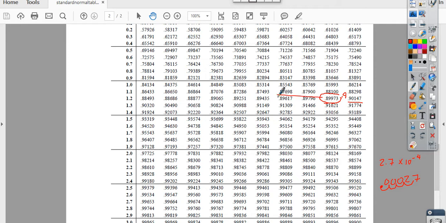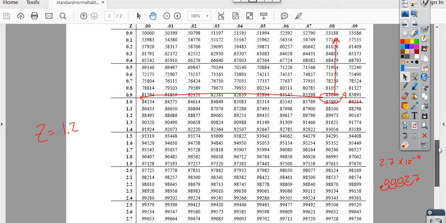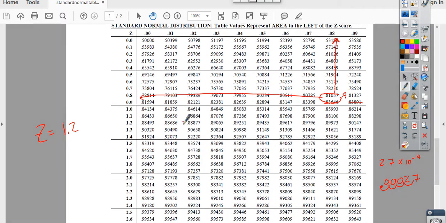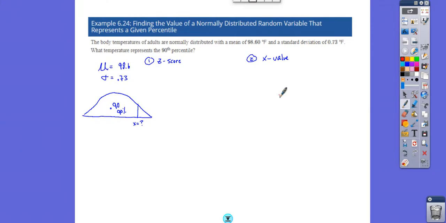So we come across the table. We got our 1.2. We're going to come up the table. So z is going to be equal to 1.2, and then we're going to go up to find that other piece, 0.08. So 1.2 and 0.08, put that together, it gives us 1.28. Alright, let's head on back into our problem here. So in our problem, we come back across, and that means that our z-score is 1.28.